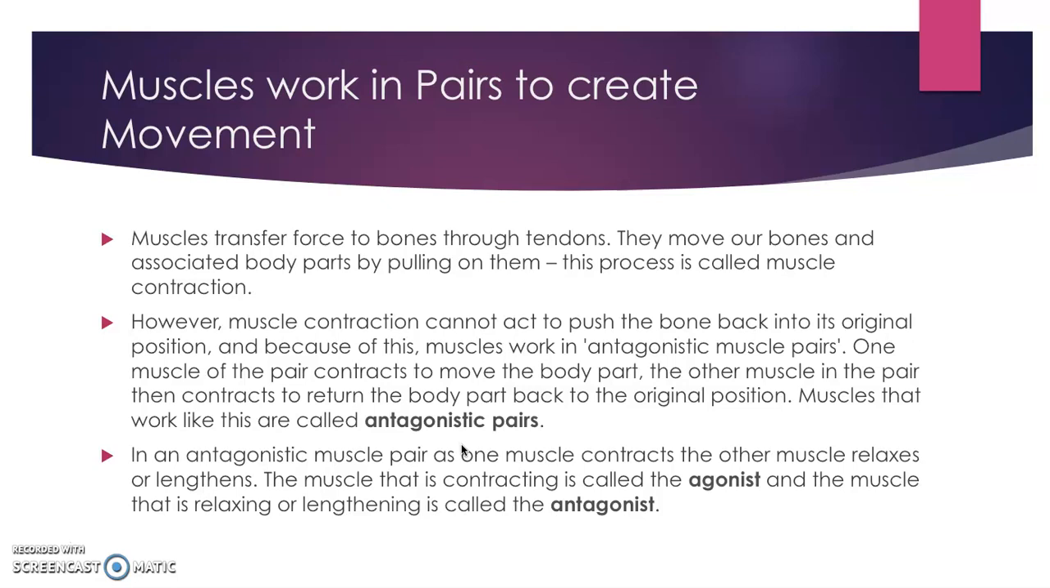In an antagonistic muscle pair, as one muscle contracts, the other muscle relaxes or lengthens. The muscle that is contracting is called the agonist, and the muscle that is relaxing or lengthening is called the antagonist.